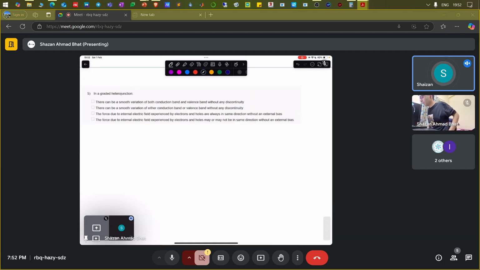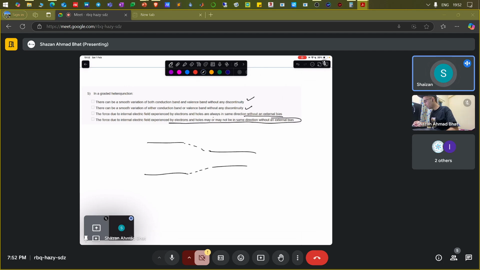In a graded heterojunction, again, a graded heterojunction is something like this. There can be a smooth variation of both conduction and valence band without any discontinuity. Absolutely, there can be a smooth variation of either the conduction band or valence band, but this is also true. The force due to internal electric field experienced by the electrons is always in the same direction without any external bias. This is the correct answer because you see that the electric field here is in this direction.